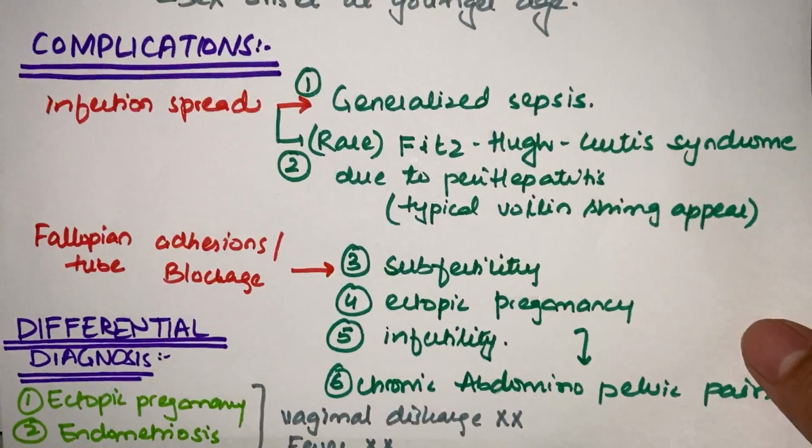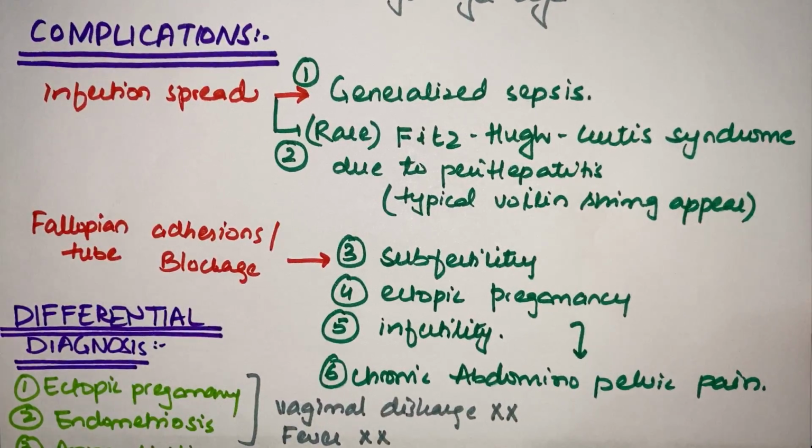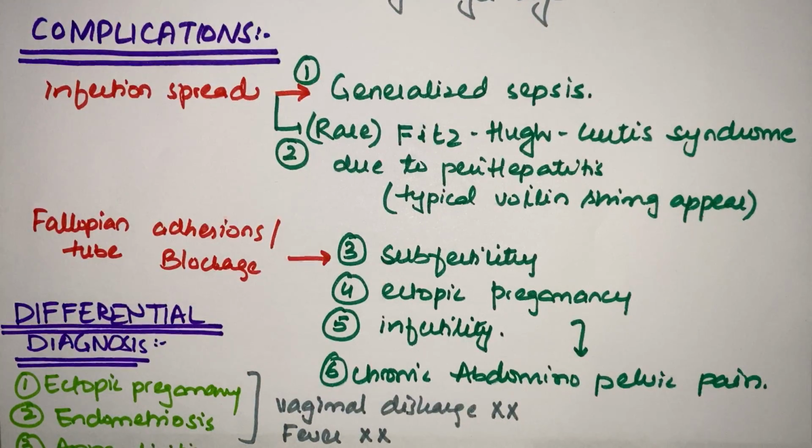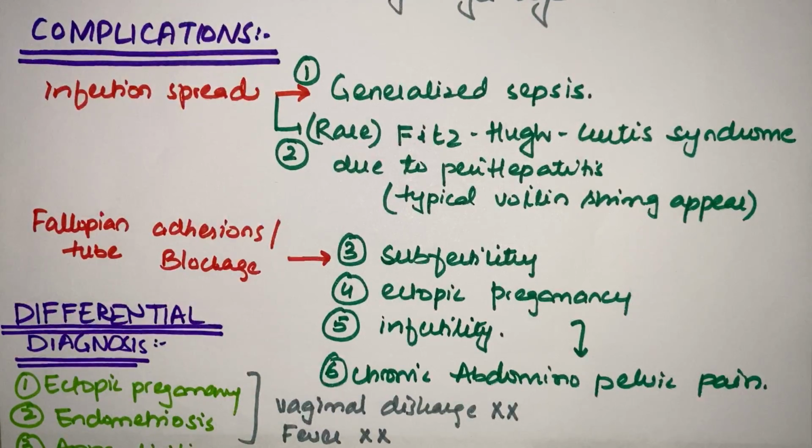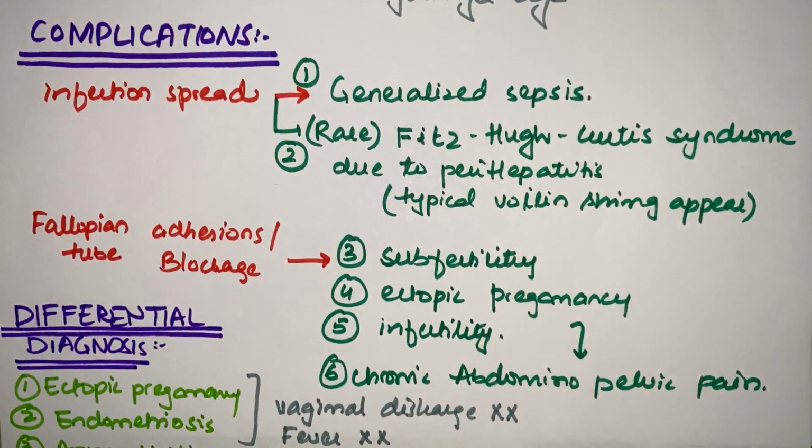Lastly, talking about complications. You don't have to cram complications. But what's happening is this disease infection. So what if the infection spreads extensively? Then generalized sepsis will develop, or the adnexal mass will develop an abscess within it. So that is a complication. Or a rare complication is that it spreads through the peritoneal cavity to the liver and causes perihepatitis. Then because of it, there will be Fitz-Hugh-Curtis syndrome. It's a rare syndrome, and a typical violin string appearance is seen.